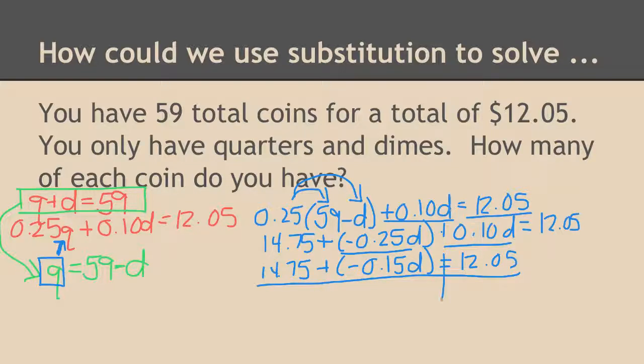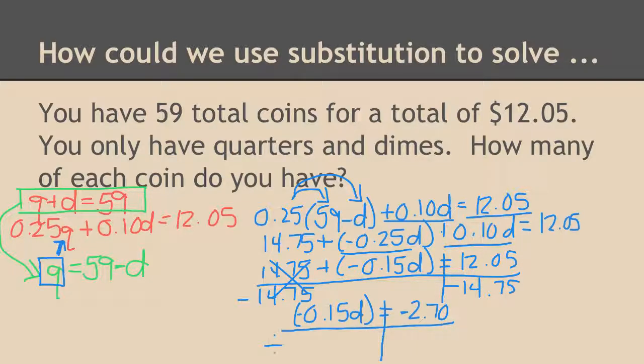Two-step problem. First, let's get rid of our 14.75. That leaves the negative 0.15 times D on one side and negative 2.70 on the other. Second step, divide by your negative 15 cents. And it looks like we're going to end up with 18 dimes.